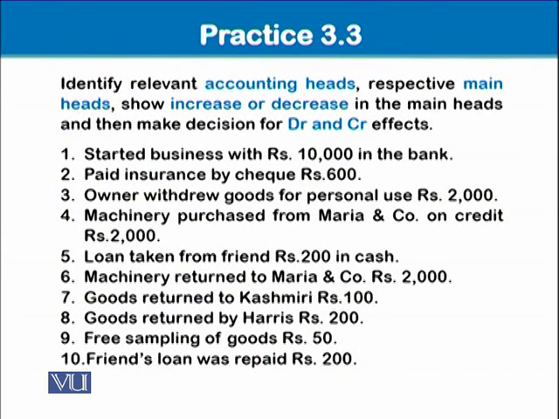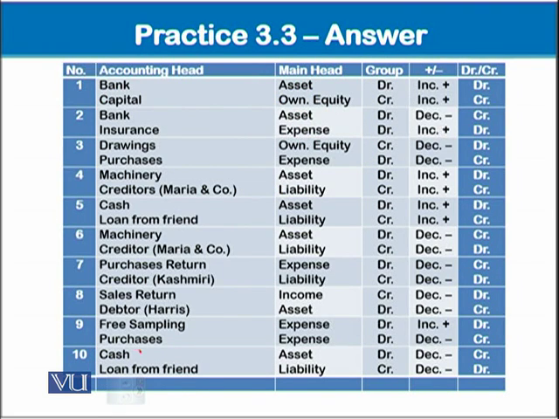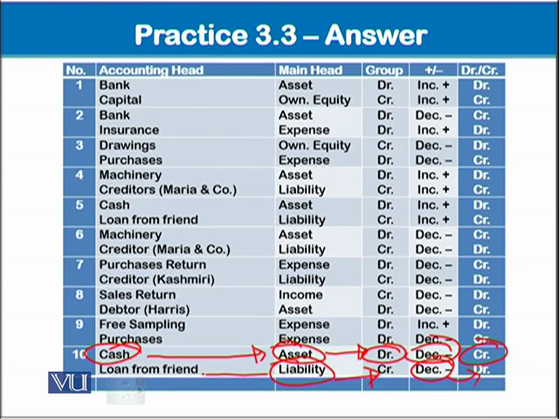Friend's loan. Friend's loan was repaid. So we are repaying friend's loan. What is happening? In fact, we are making payment of cash while repaying this loan. This cash, being asset, being member of debit group, is decreasing and will be credited. And loan, in fact, it was our liability, being member of credit group. Liability has been reduced, should be debited now. Okay, so this was a very good practice.